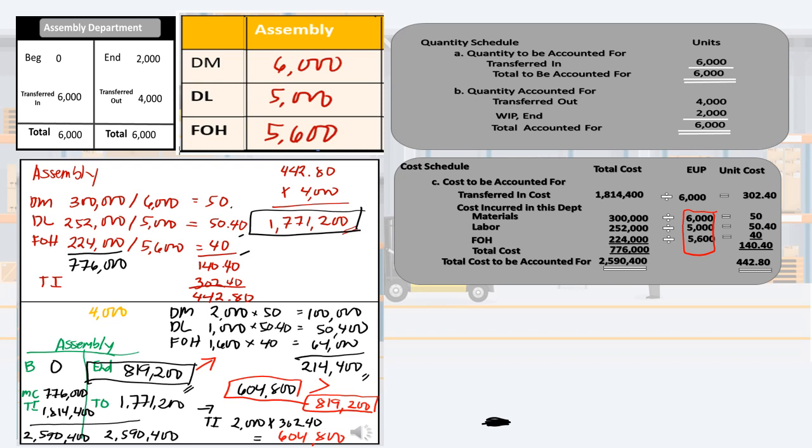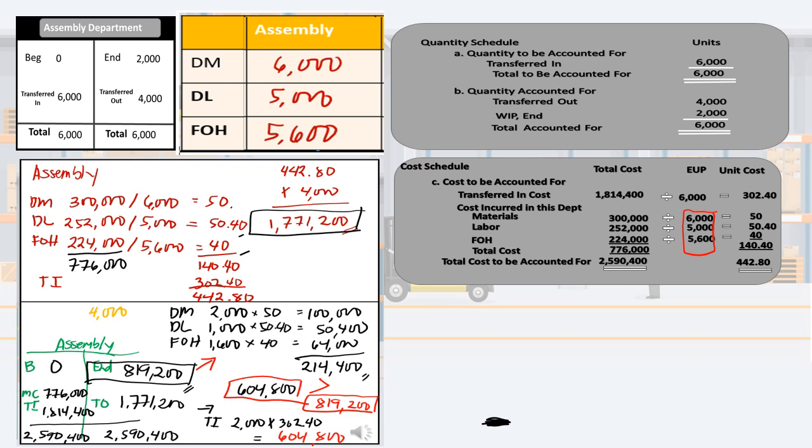So, para makuha natin yung total unit cost natin accumulatively, i-add po natin yung unit cost from last department na pinasa sa assembly department, which is yung 302.40. So, 302.40 plus 140.40. So, ang ating total unit cost on assembly department will be 442.80. Then, ang total cost natin ay 2,590,400, which is makikita mo rin dito sa na-compute natin last time sa assembly department, which is 2,590,400. Okay?